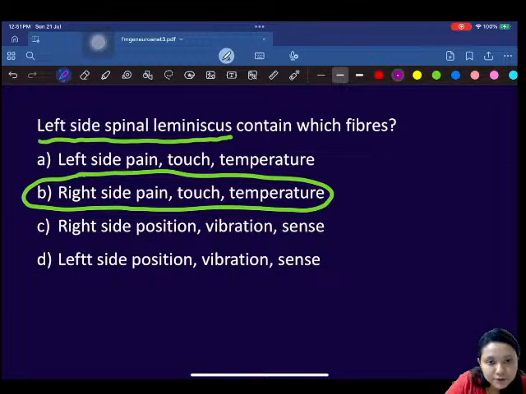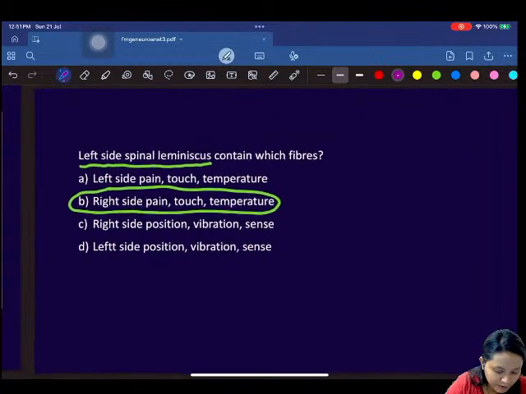So clear? Any doubt here? Spinal lemniscus of the left side will cross towards the right, okay, the fibers will be crossed in the anterior commissure, and the spinal lemniscus are responsible for pain, touch and temperature. Since these are the second order neurons, they will be crossing over, and crossing over will lead to your opposite side. So right side, pain, touch and temperature. The answer will be this one.